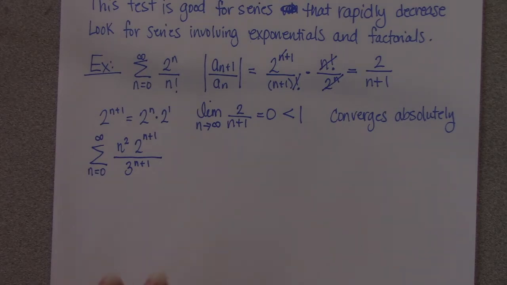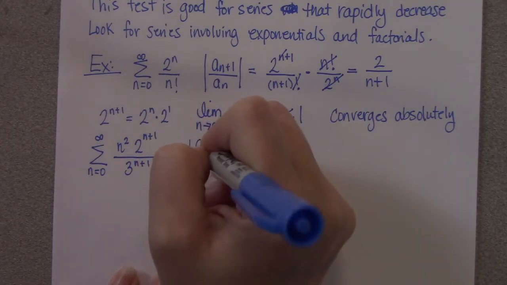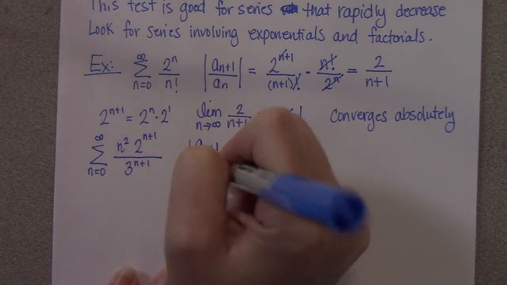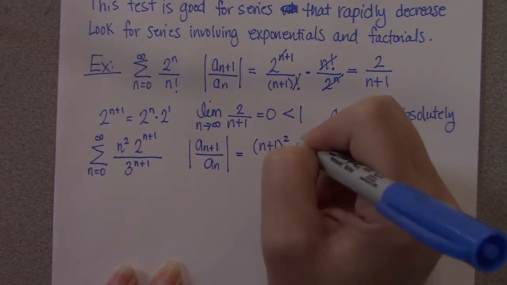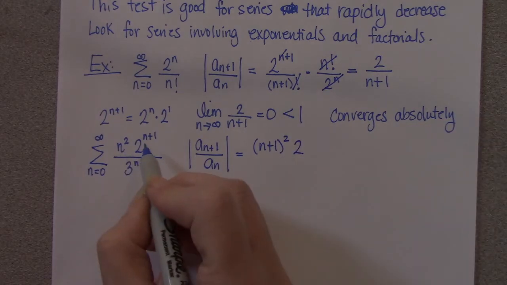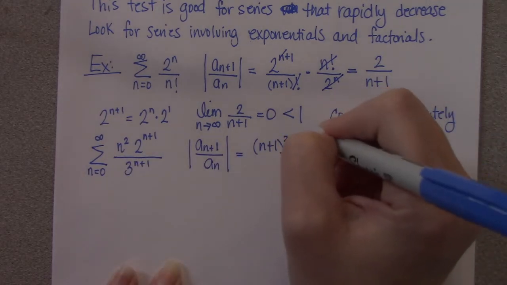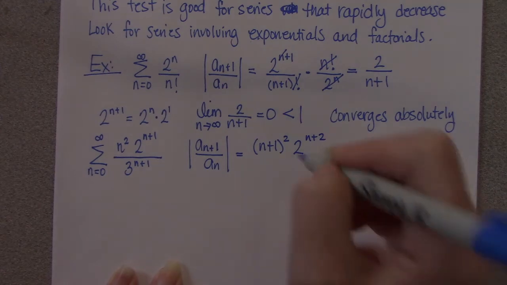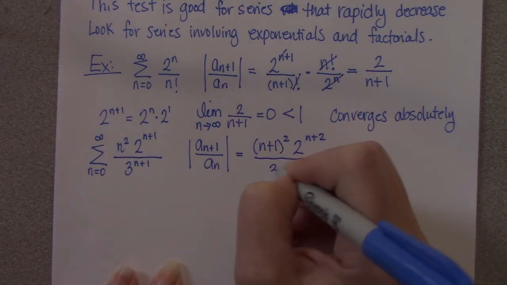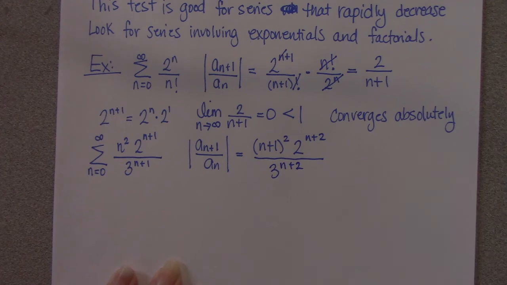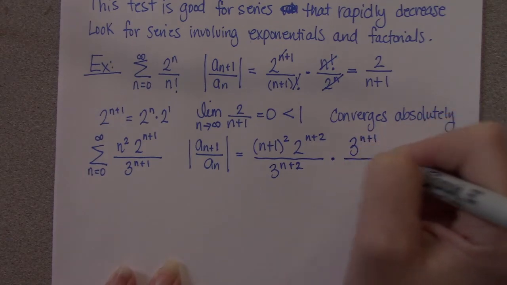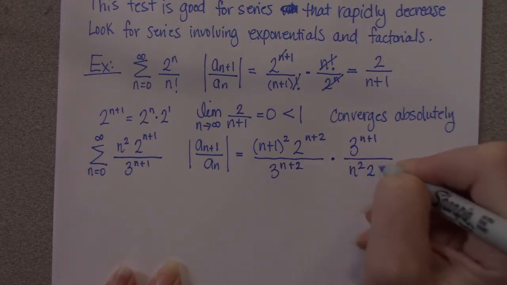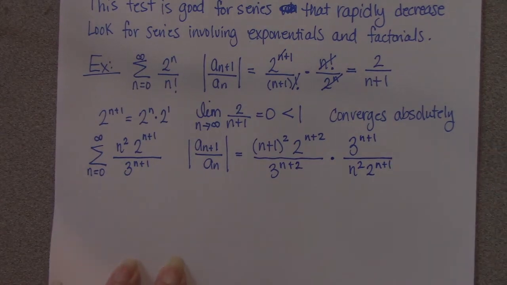All right, so if I want to set up my ratio, I'm going to get n plus 1 squared times 2 to the n plus 1. And when I plug in n plus 1 here, I'm going to get n plus 2. And the same thing's going to happen in the denominator. I'm going to get 3 to the n plus 2. Then when I multiply times the reciprocal, I have this.